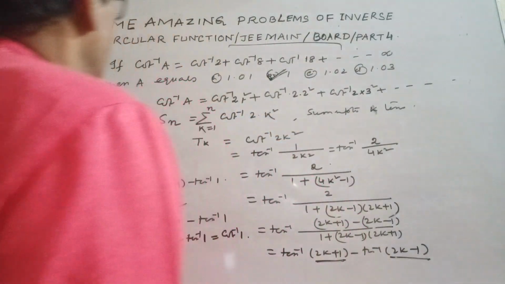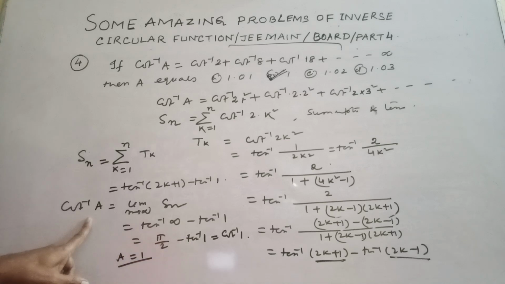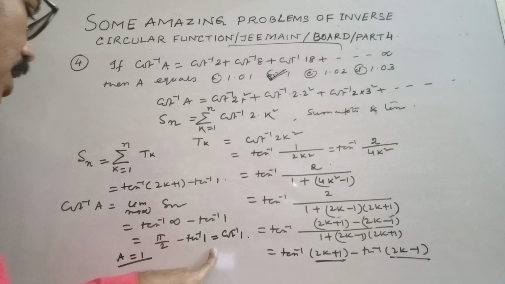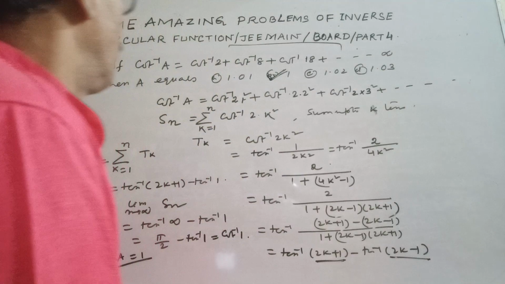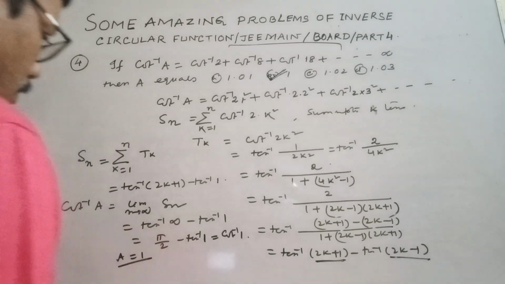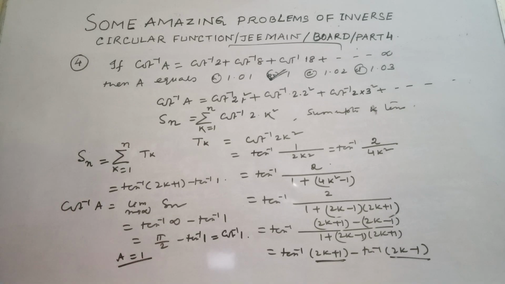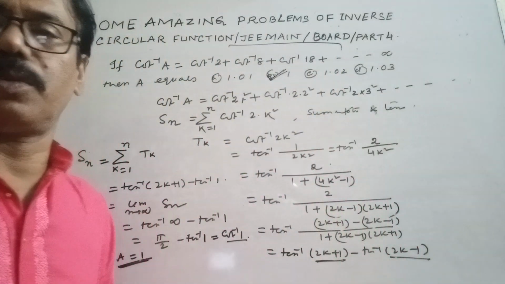Sometimes the problem is given in this form. A equals this 100. Now what is A? A equals pi by 2 minus tan inverse 1. So A equals pi by 4. But here we have to find cot inverse, so this is cot inverse 1. Cancel and you get A equals 1. Next problem.